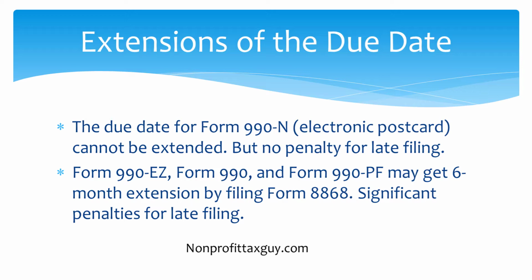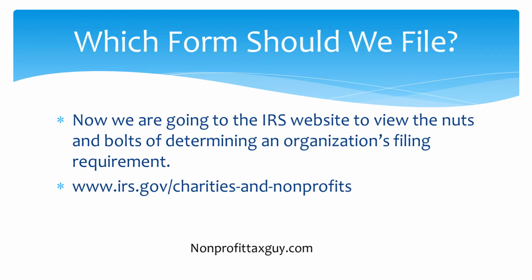The only penalty would be if you failed to file it for 3 consecutive years, then you would lose your tax-exempt status, right? But as far as a monetary penalty, there's none. The penalty is you lose your tax-exempt status. Okay. The Form 990EZ, the Form 990, and the Form 990PF can get a 6-month extension of time to file by filing Form 8868. And those forms have significant penalties for late filing.